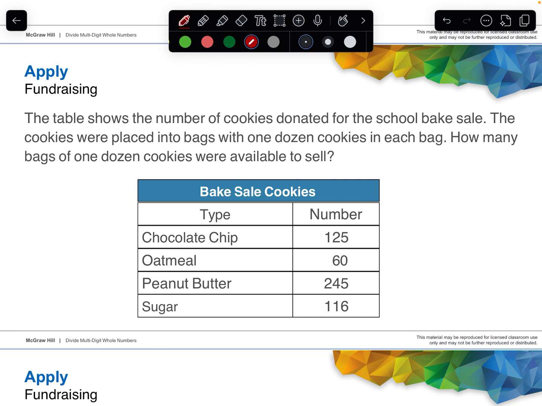The table shows the number of cookies donated for each school bake sale. The cookies were placed into bags with 1 dozen cookies in each bag. How many such bags of 1 dozen cookies were available to sell?